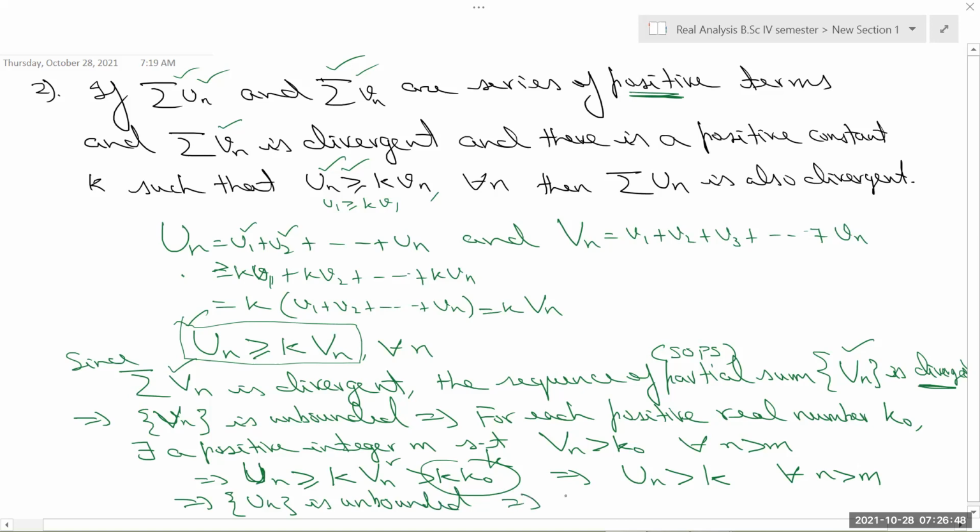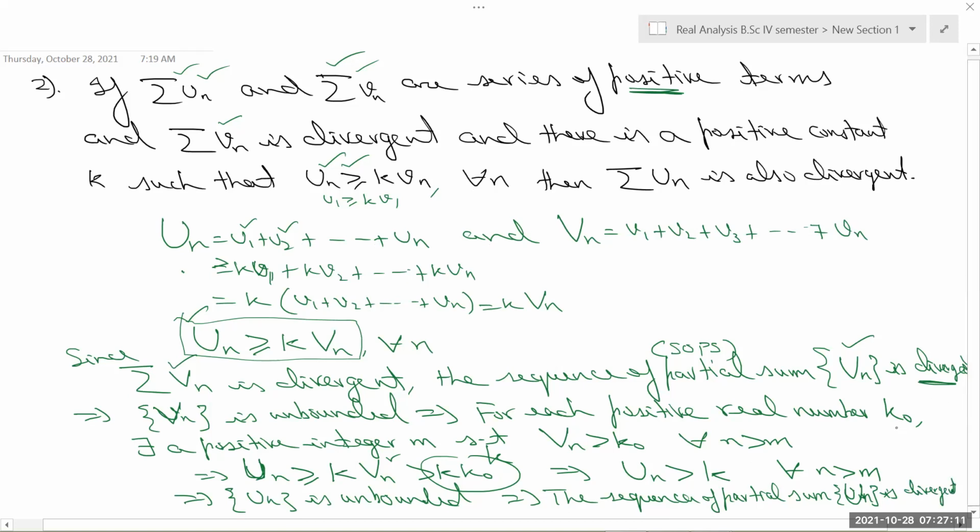So this implies that the sequence Un, the sequence of partial sums, is divergent, and hence the series is divergent.